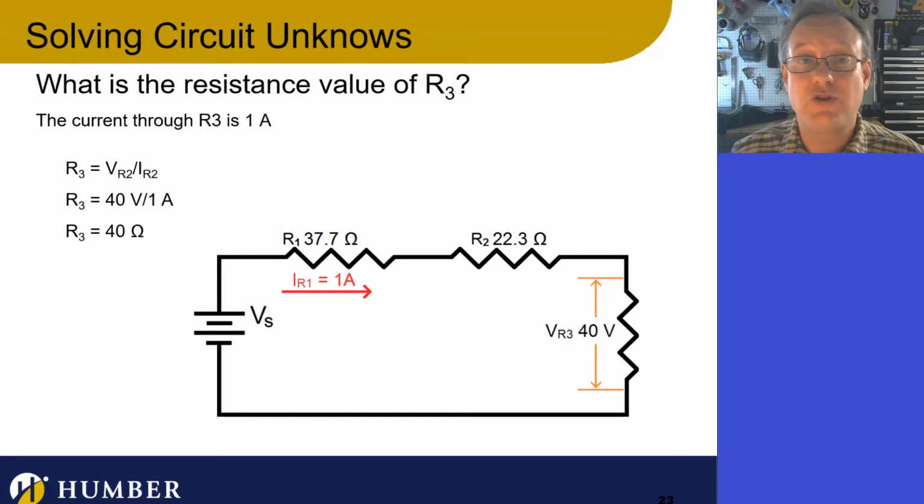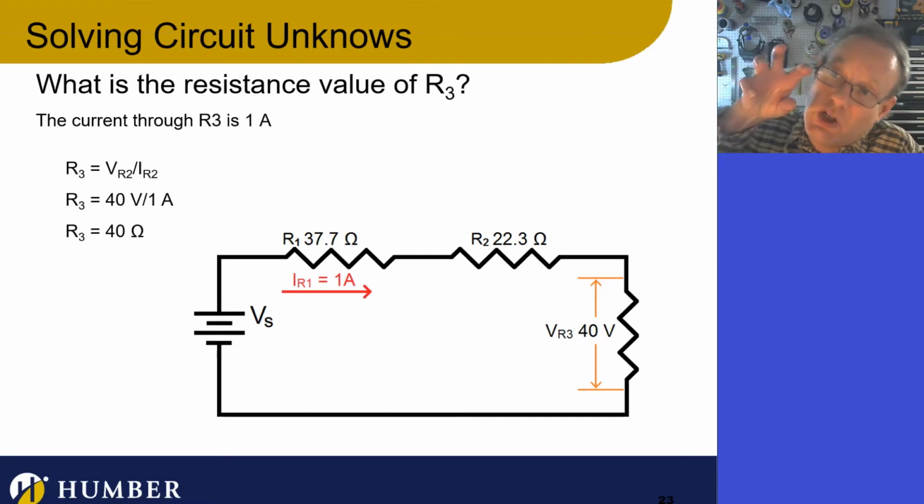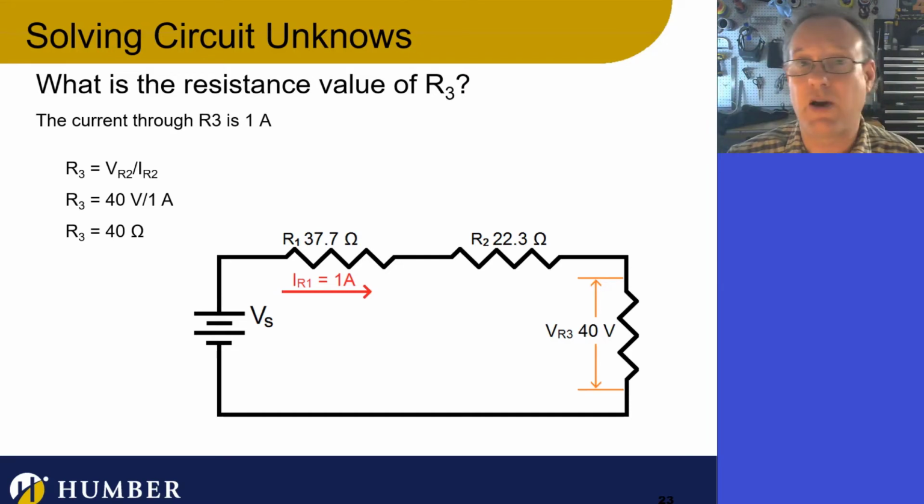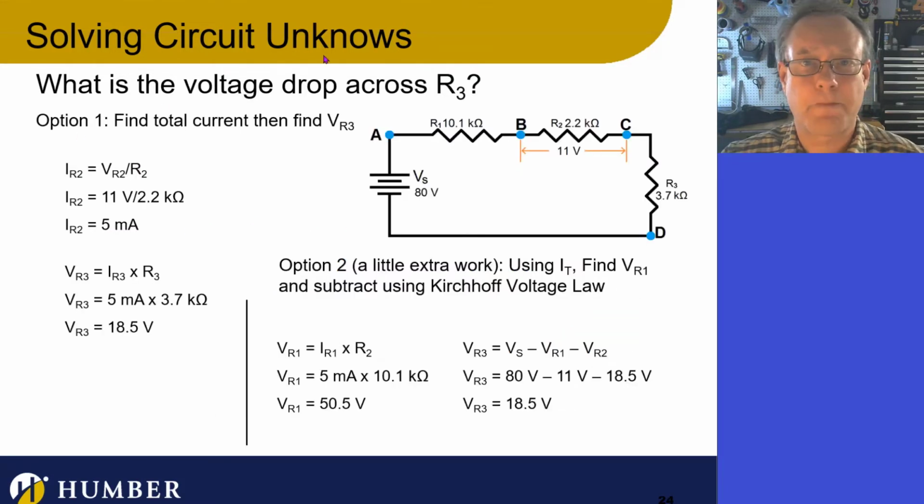So if I use Ohm's Law and specifically look at just R3, I can apply Ohm's Law using the voltage drop across R3 and the current through R3 to calculate the value of R3. I just throw my values in and there I got 40 ohms. Nice and simple and sweet. So let's move forward and solve some more puzzles.